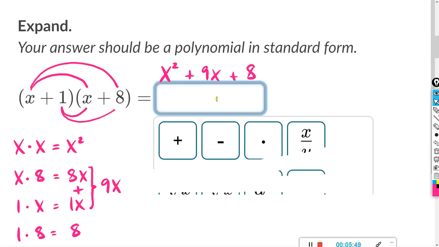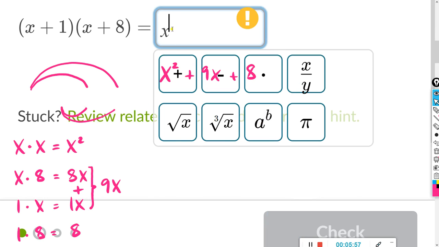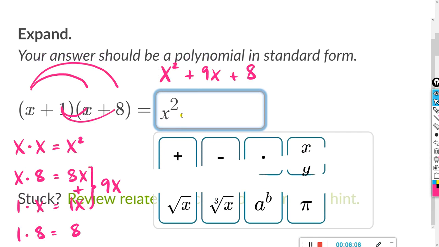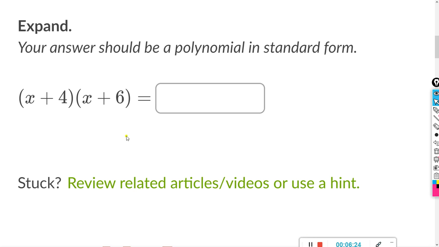So click inside the box, type x, and for the exponent 2, you click this button right here. Now you can write the exponent 2. Then click the right arrow key, or else you'll be typing in the exponent. And we're going to write plus 9x, and then plus 8. So there you go. All of these problems are going to be the same. You can either use FOIL or you can just use the basic distributive property.